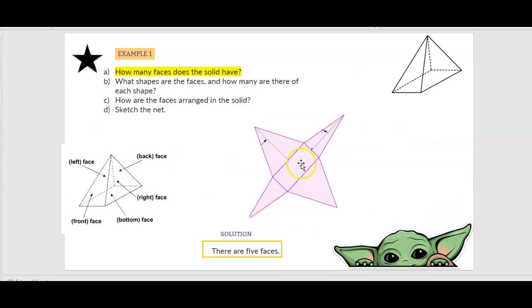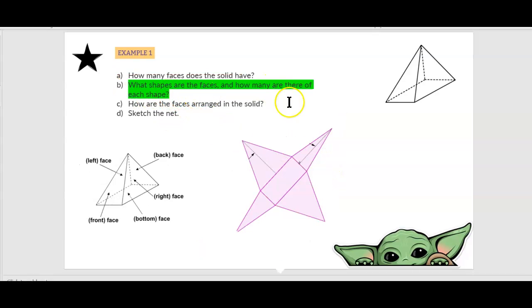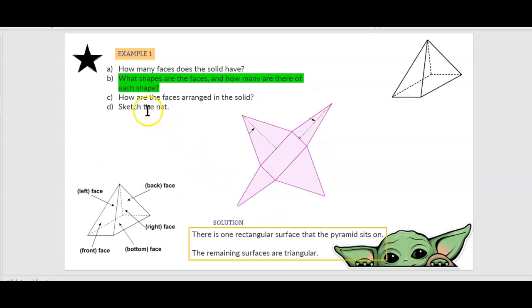So there are 5 faces. Bottom, left, right, front, and back. Okay, what shapes are the faces? We got a rectangle and 3 triangles. How are the faces arranged? Well, again, front, back, or left, right. Did you notice this too, by the way, that this triangle here, like say the left one, is the same size as the right one, and that the front one is the same size as the back one? That'll be important at some point.